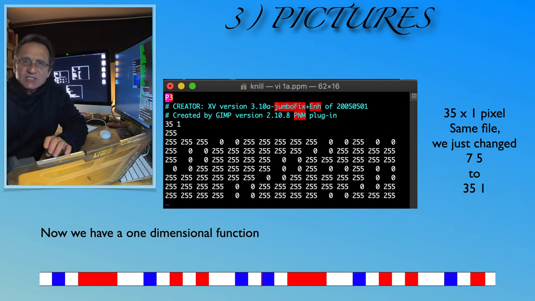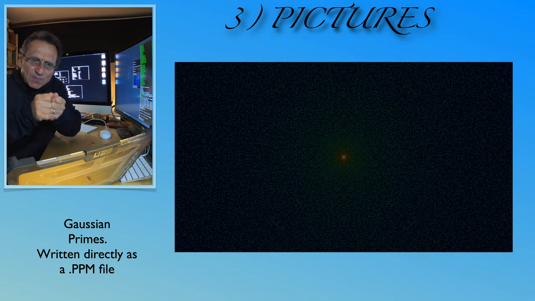So here we have just changed it to 35 times one, and now we have this one-dimensional array. That's how physically on a computer data are organized in registers, addresses. And it can be handy to actually be able to write every pixel.